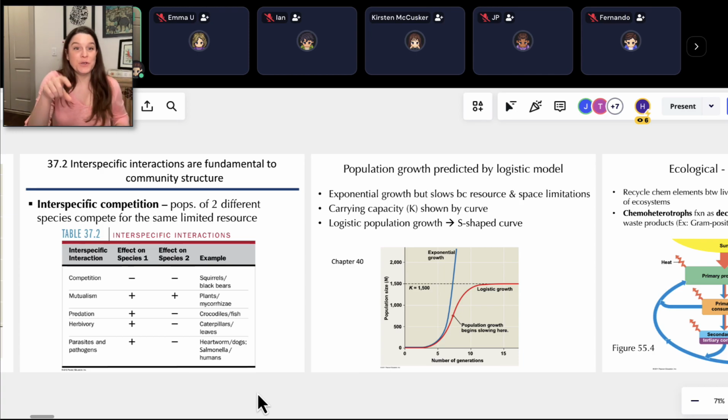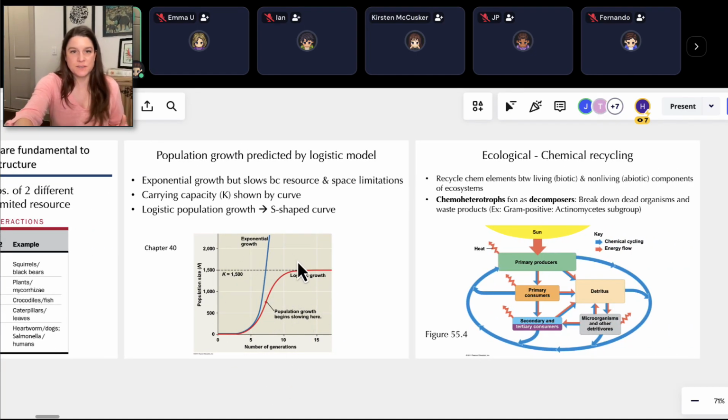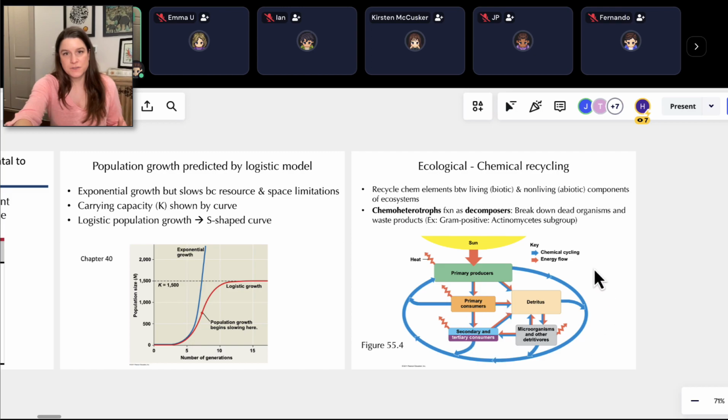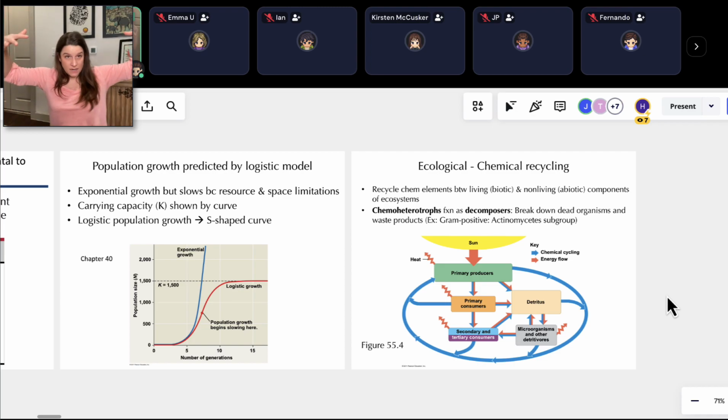That's not relevant for you, but it does talk about competition, mutualism, predation, herbivory, parasites, and pathogens, the plus minus there, and some examples. And then this idea about logistic versus exponential growth, and then it shows you this chemical cycling. So remember, energy goes through the system. It comes in through the sun initially, moves around by transfer of organic material, leaves as heat. Chemicals recycle because we can't create or destroy matter. So the chemicals just recycle from the abiotic environment into the organisms, and then eventually decomposers break them back down into inorganic compounds.